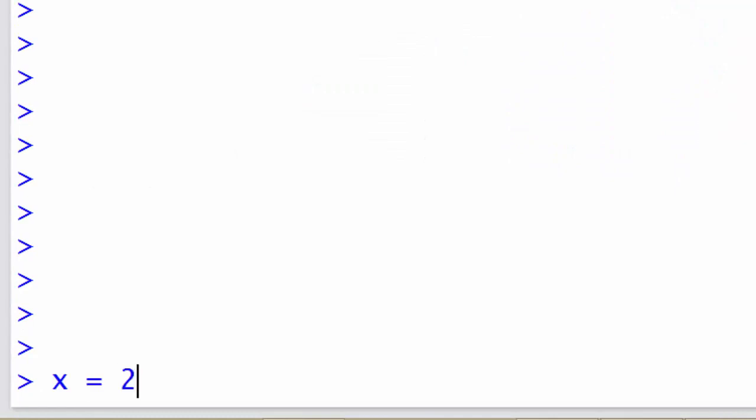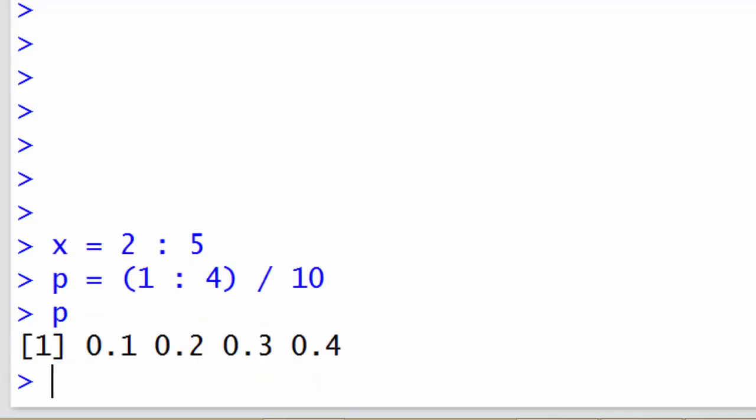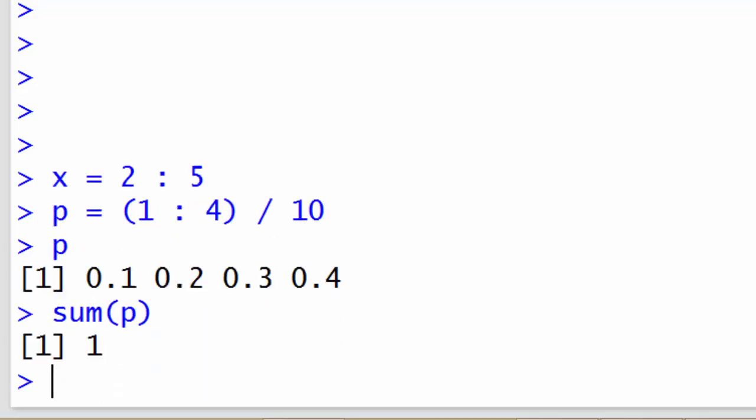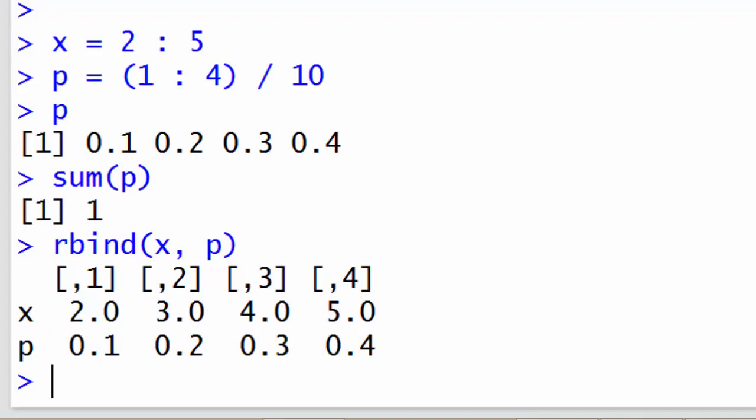So X takes the values 2 to 5, and P, the probability it takes them, if I recall, was 1 to 4 divided by 10. Let's double check. There's P: 0.1, 0.2, 0.3, 0.4. And let's just double check: the probabilities have to sum up to 1. So there. And then there's X: 2, 3, 4, 5, and the probability that it takes it: 0.1, 0.2, 0.3, 0.4.